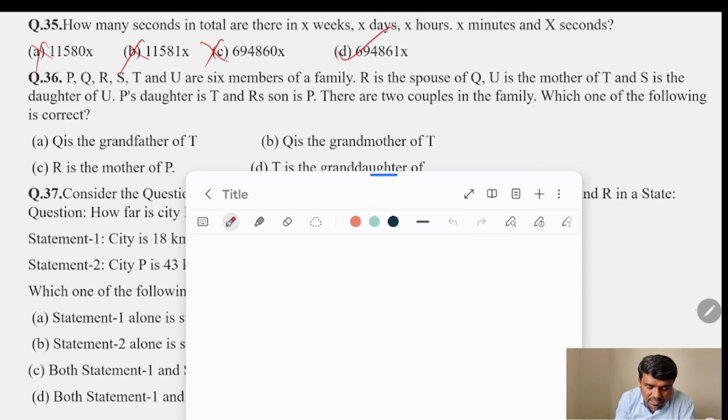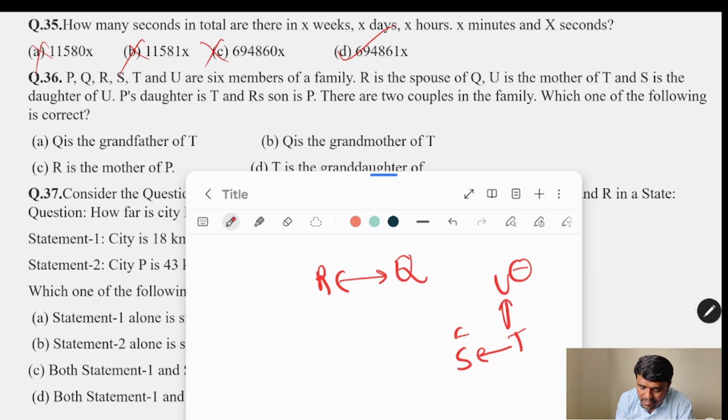P, Q, R, S, T, U are 6 members of a family. R is the spouse of Q. U is the mother of T. And S is the daughter of U, which means these are siblings.